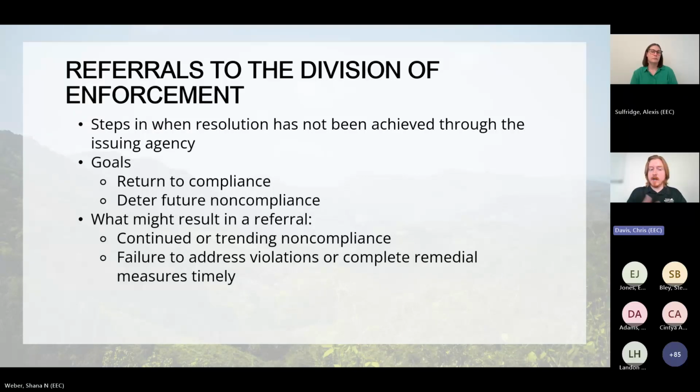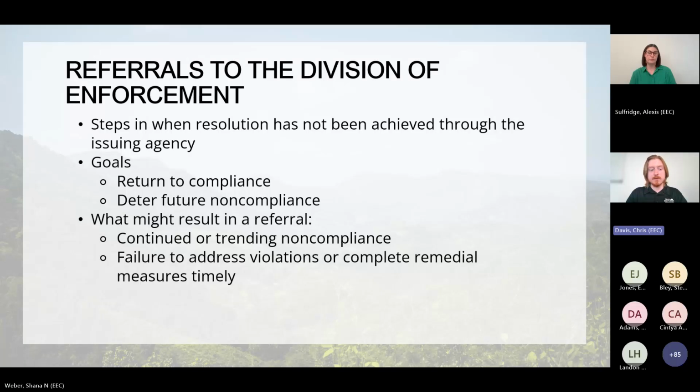What might result in a referral to the Division of Enforcement Civil Enforcement Branch? Pretty much continued or trending non-compliance, say, DMRs are out for 3 consecutive quarters for permitted limits. Or facility practices, just anything that shows that there's a trend of non-compliance and it's not getting any better. That will usually warrant a referral up to us.